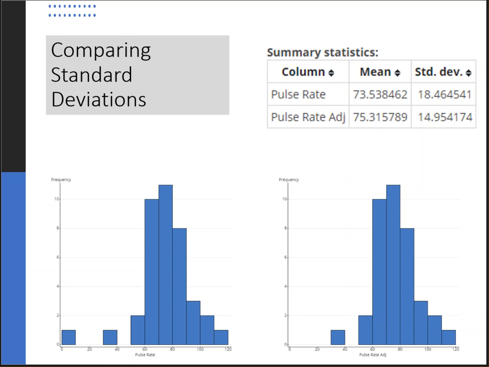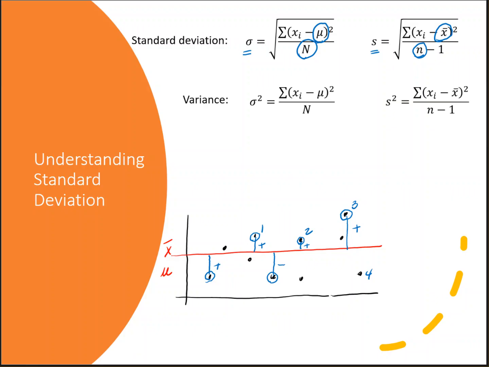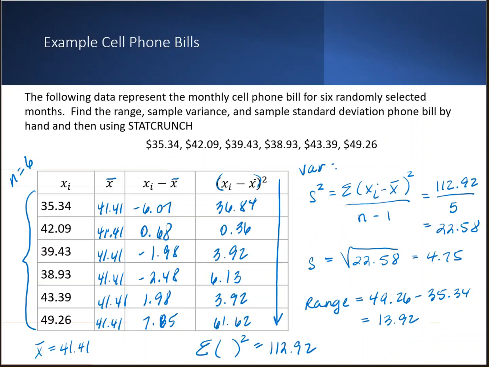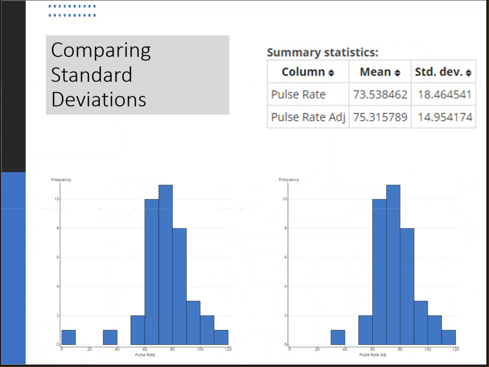One other thing we need to discuss really quickly about our standard deviations has to do with those two separate formulas that we saw on a previous slide. So remember that we looked at these formulas here. We have two separate formulas for standard deviation as well as two separate formulas for variance, depending upon if we're looking at a population or if we're looking at a sample. And because of that, StatCrunch handles these two ideas separately within their program.